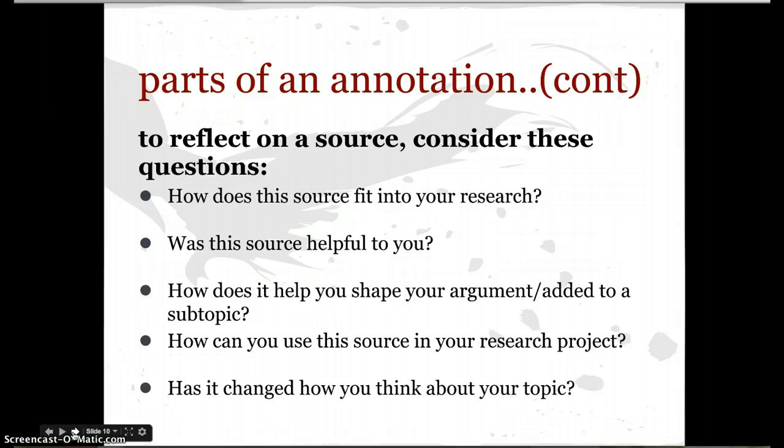Finally, to reflect on a source, you need to consider these questions, and this is particular to our project here. How does this source fit into your research? Was this source helpful to you? How does it help you shape your argument, or how did it add to a subtopic? How can you use this source in your research project? In my case, I'm going to create little kits for teachers to spark imagination in the classrooms. So I have to think, how is this information informing my research project, not just my research paper? And then finally, how has it changed the way that you think about your topic?